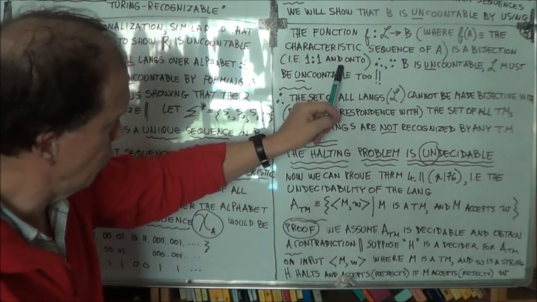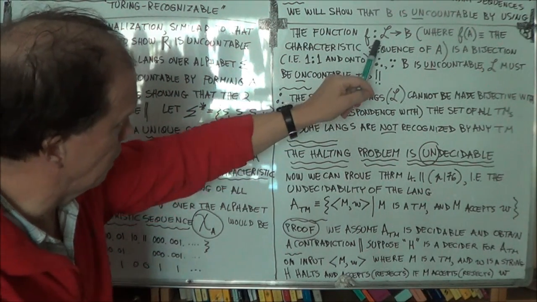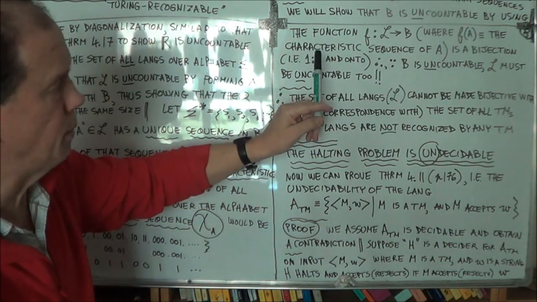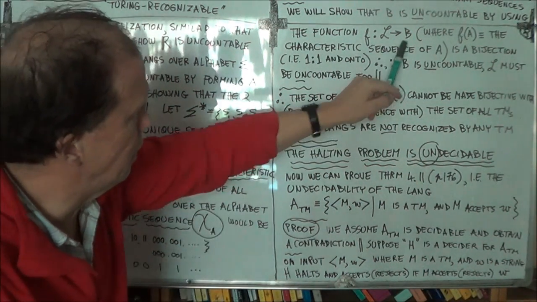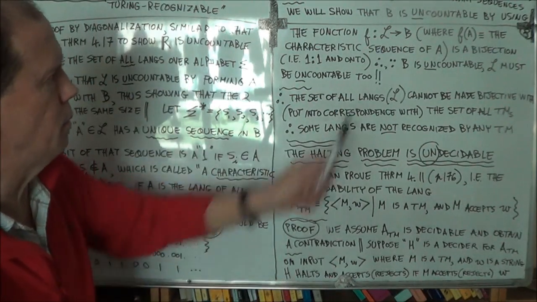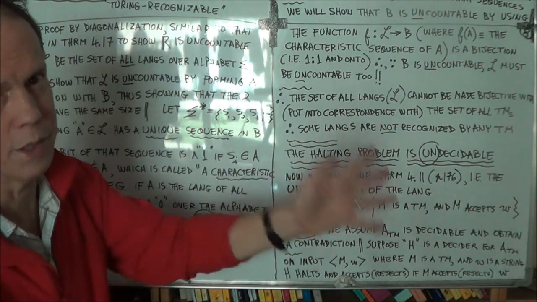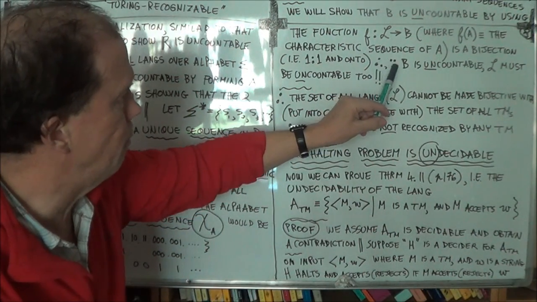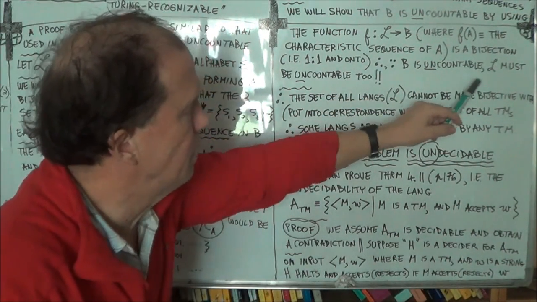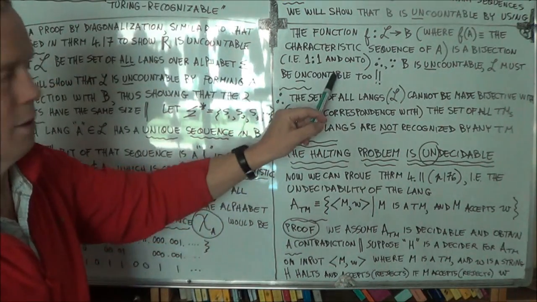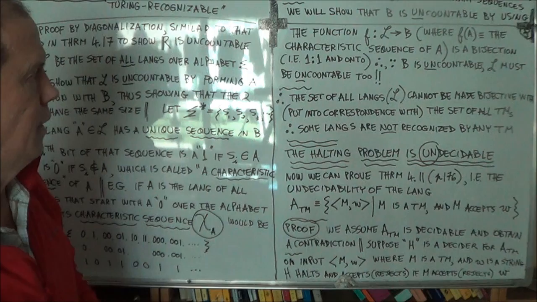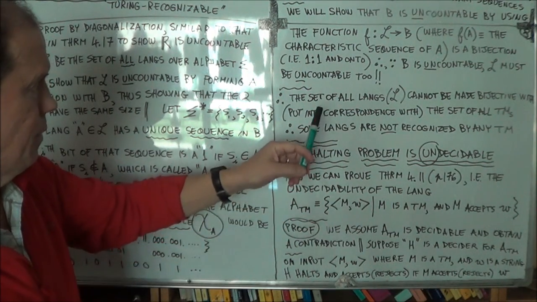Okay, if you assume that this mapping from L to B is bijective, it's a correspondence, then given that B is uncountable, therefore L is uncountable, and that's what you're after. So because B is uncountable, L must also be uncountable. Right? So you've got it. You've got it then.